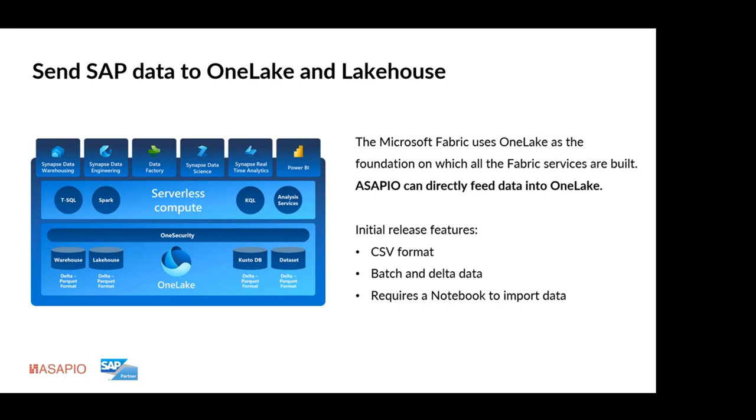We have some initial features for this initial release. Currently the supported format is CSV. We offer batch or delta loads of the data we send, and the CSV files that we land in the One Lake will be imported with a notebook inside the Fabric workspace. This is the first step, and we are already working on more advanced things like supporting the Parquet format to allow for generic mirroring to be utilized inside the One Lake. And one other thing we are working on is predefined content packages that we plan to offer as a download as well.